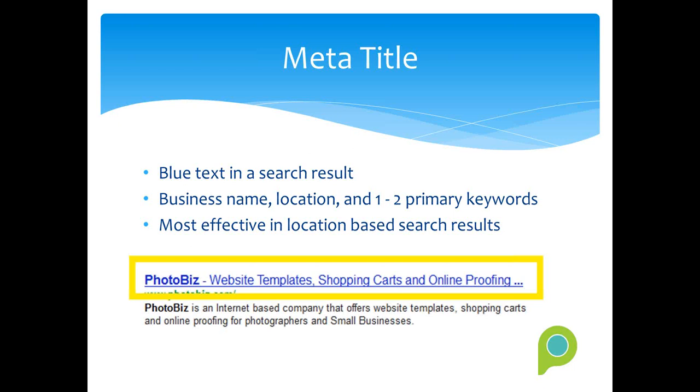What we need to make sure is in our title is the business name, our location, and one or two of the keywords that we are trying to rank on. Now, this is so that people know when you show up in a search result that this is the website that they are looking for. Your meta title is going to have the most effect on location-based search results. This is, say, Sacramento wedding photographer, Arizona landscape photographer. If you are trying to rank for a location, make sure that location is in your website title. It is the best way to tell Google that this is what I am interested in ranking for. It doesn't necessarily have to show up in this very starting section here. If it gets cut off, that's fine. Google is still seeing it.